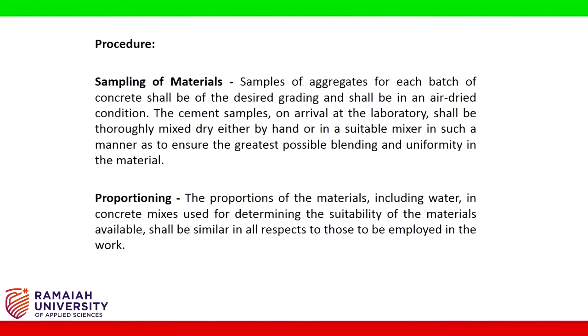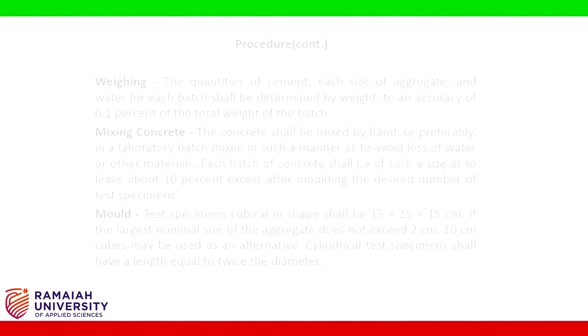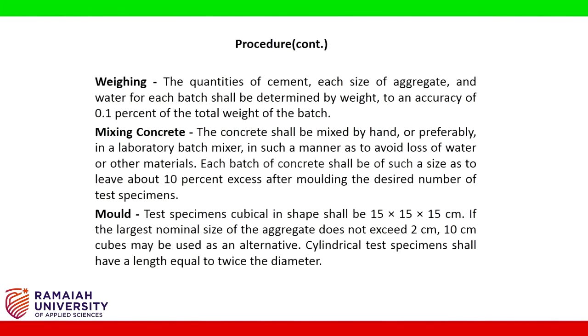Proportioning. The proportions of the material, including water, in concrete mixes used for determining the suitability of the materials available shall be similar in all respects to those to be employed in the work. Weighing. The quantities of cement, each size of aggregate, and water for each batch shall be determined by weight to an accuracy of 0.1% of the total weight of the batch.